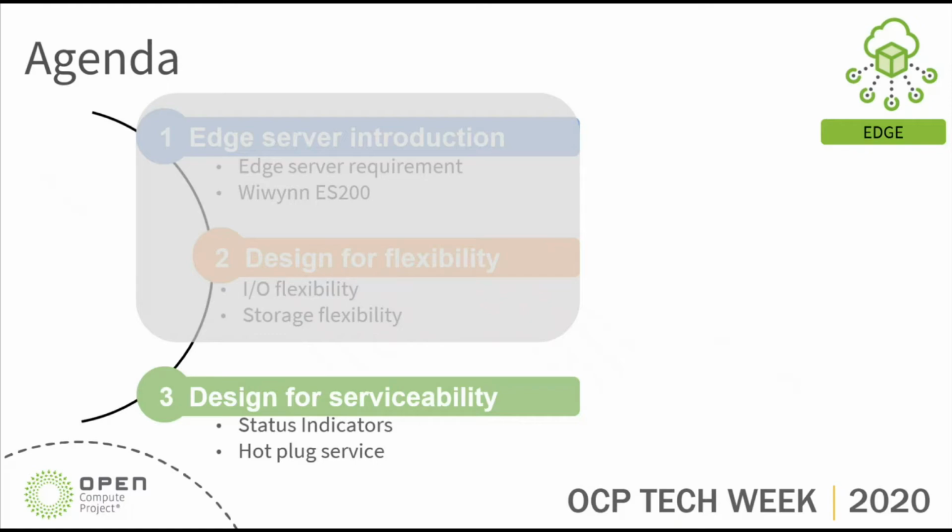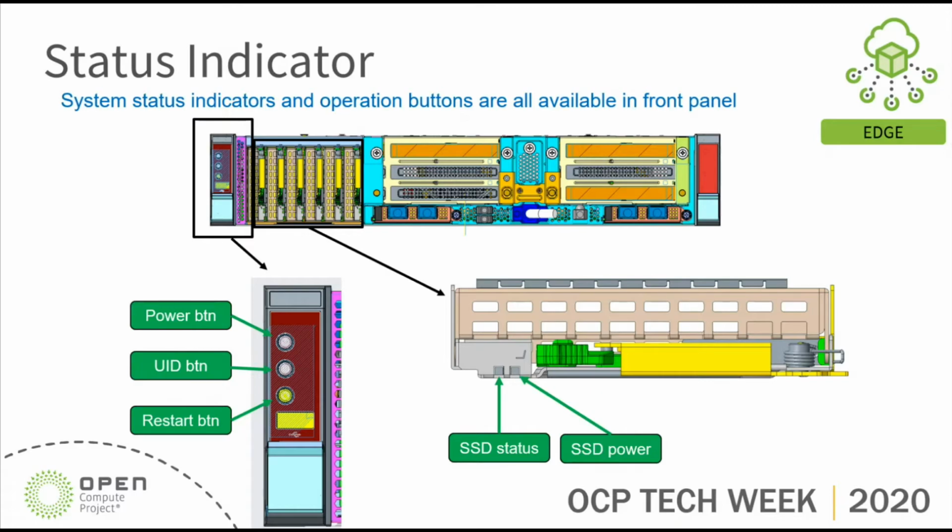So I will introduce the status indicators located on the front side, and also the other kinds of hot plug devices. First of all, the status indicator on the right-hand side is equipped with a standalone power button and also a UID button. On the ear rail, it supports a restart button and also a USB for I/O applications. And on the bottom side, there is an SSD status and SSD power indicator to show the health of the SSDs. These status indicators and operation buttons are all accessible on the front panel, so it is very easy for operators to do system servicing.